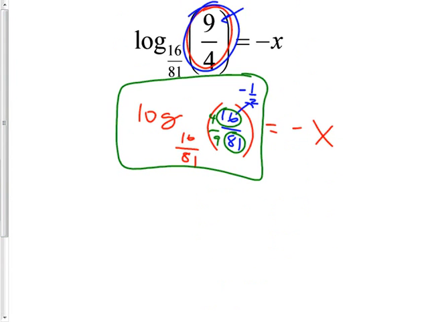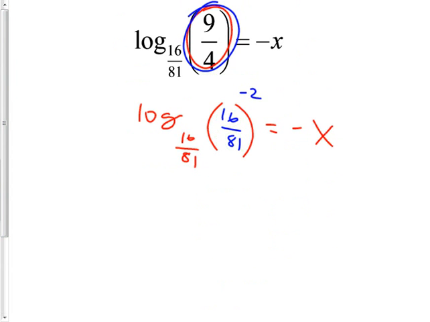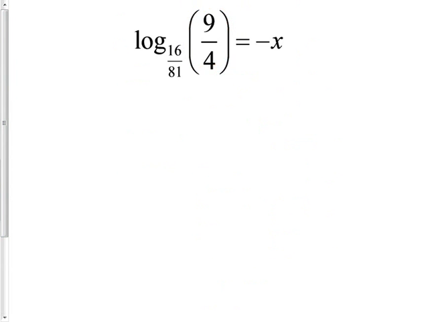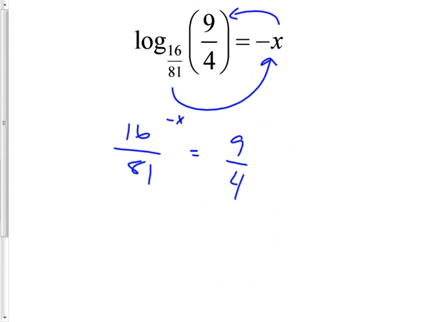Okay. What I was going to show you, and for me it feels easier, though everybody has to be their own judge of what they feel is easier, is to rewrite this puppy. I would go this equals that. I would say 16/81 to the negative x is equal to 9/4. And then I see that this and this could have the same base. They could have a base of 9/4. So I leave the 9/4 alone.